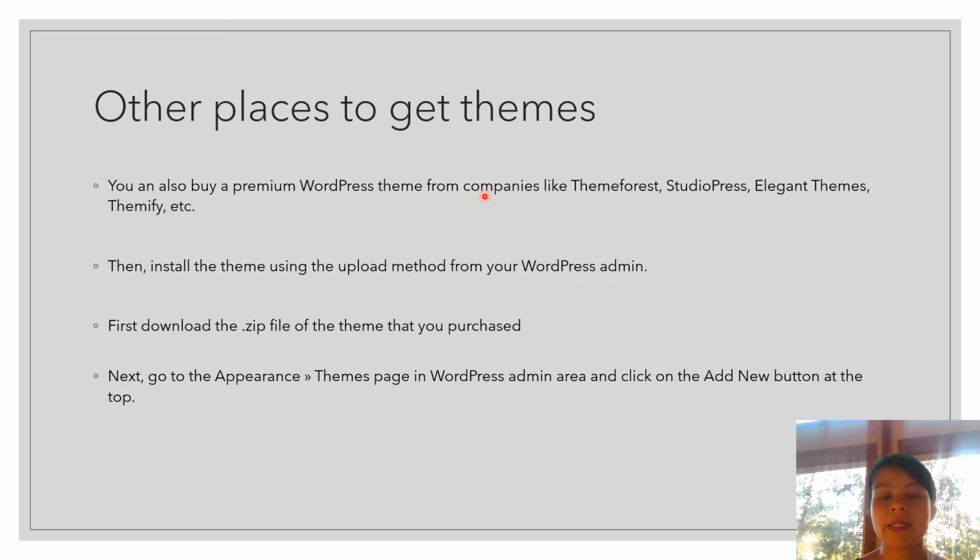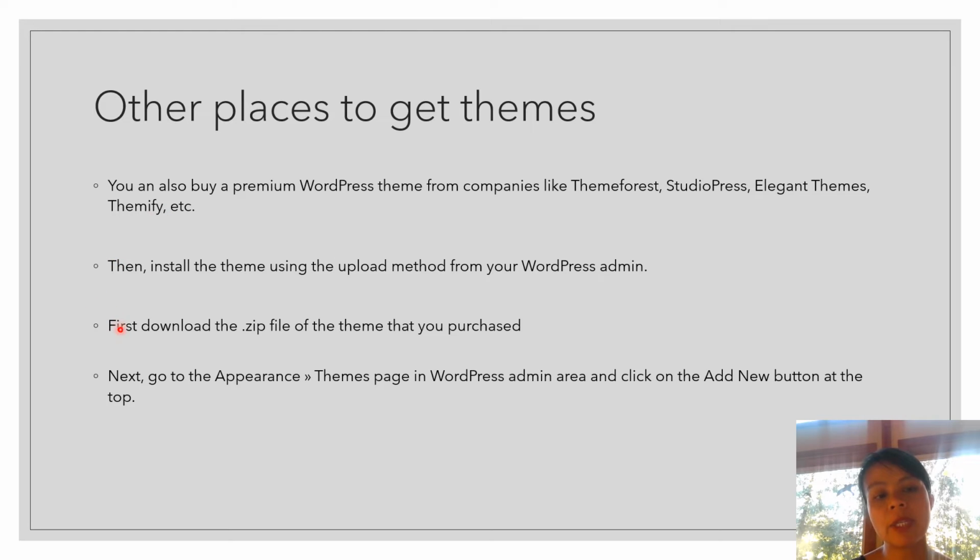All right, other places to get themes: you can also buy premium WordPress themes from companies like ThemeForest, StudioPress, Elegant Themes, Themify, and so on. So you will buy the premium themes here, and then you would install a theme using the upload method from your WordPress admin. The video tutorial also shows you how to do this.